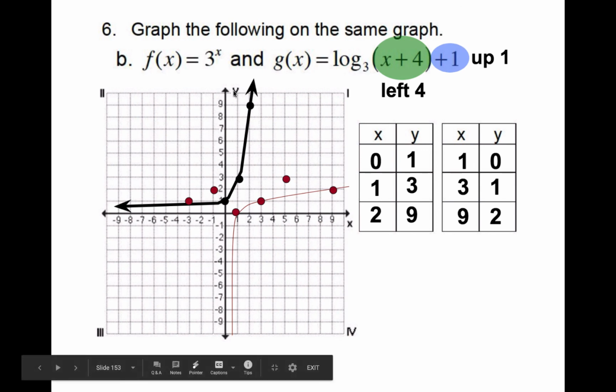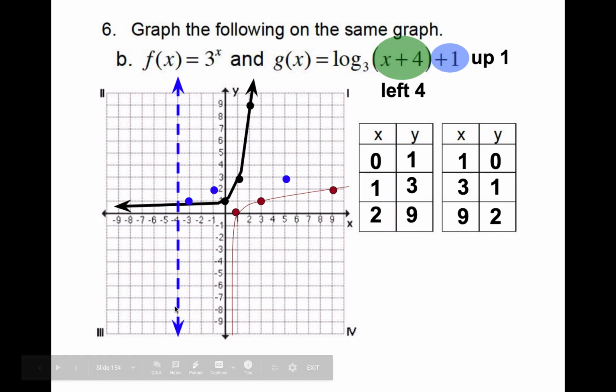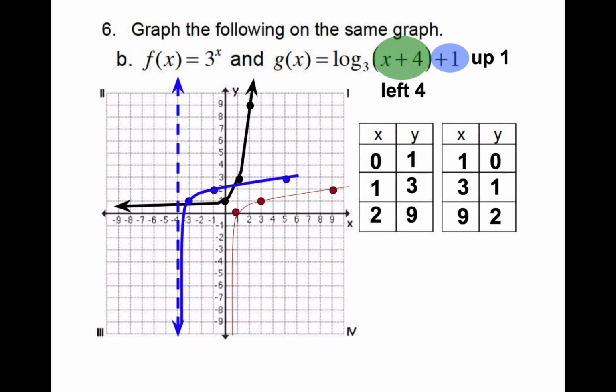Notice the asymptote is no longer the y-axis. Instead, it went left 4. So our asymptote is through negative 4. So when we graph this, it's going to go through our new points and not cross the asymptote. You must draw your asymptote when you're shifting left or right.